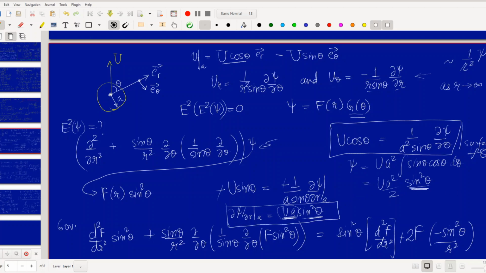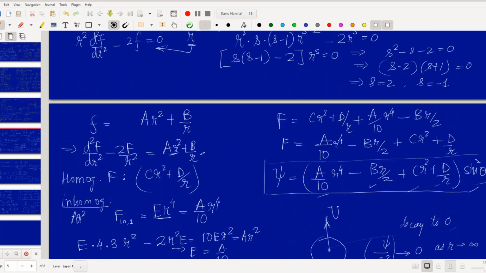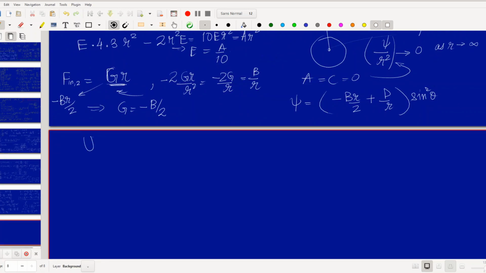So let us write those. u cos theta equals 1 upon r square sine theta del psi by del theta at r equal to a. So essentially it becomes 1 upon a square sine theta, and psi is equal to capital F times sine square theta. So this becomes capital F of r times del theta of sine square theta.